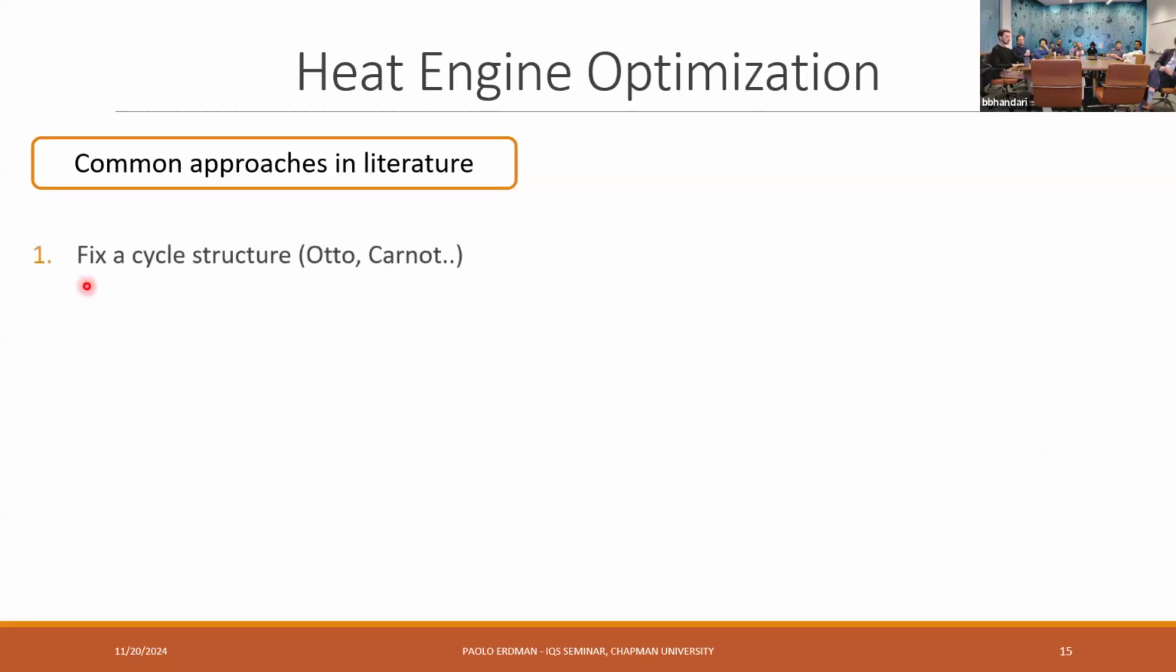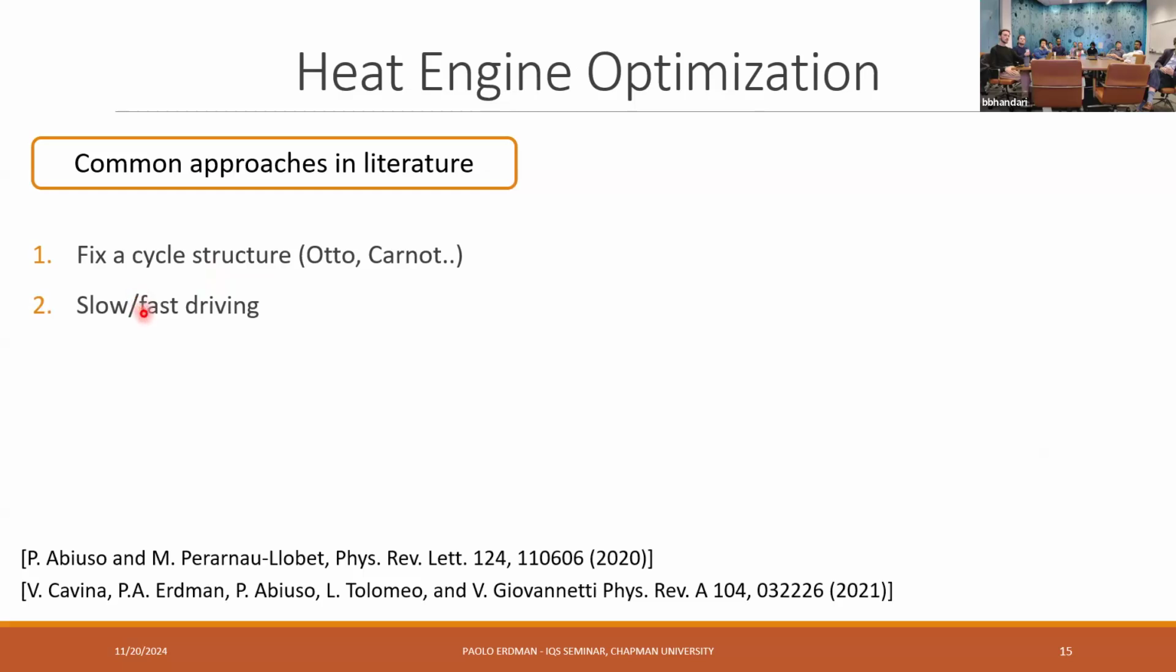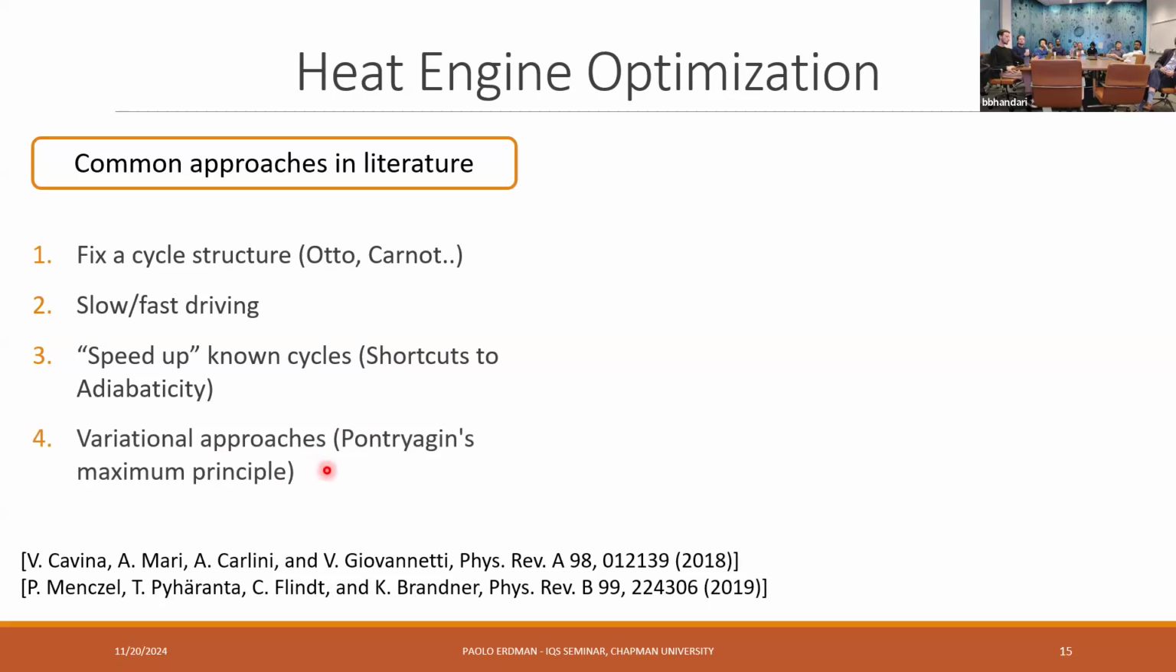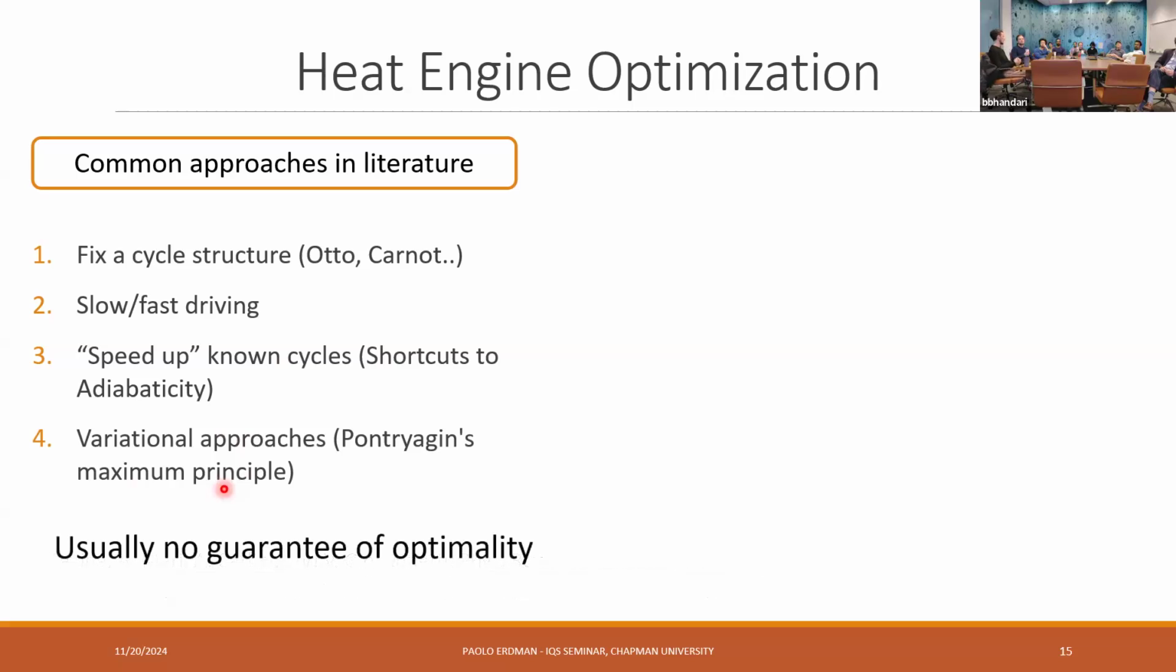I can't review them all, but in general, some papers fix the structure of the cycle. So you fix a given shape of this UDT, which would be the equivalent of choosing, let's say, an Otto or Carnot cycle. People have studied the slow or fast driving regime, where the driving is fast or slow compared to the time it would take to thermalize the system. There have been approaches where people take cycles that work well in the adiabatic limit and try to study them at finite time using so-called shortcuts to adiabaticity. Also, a variational approach has been proposed, but arguably all of these approaches, except for the variational ones, do not guarantee that we will actually find the best cycles, or they're all in some approximation.